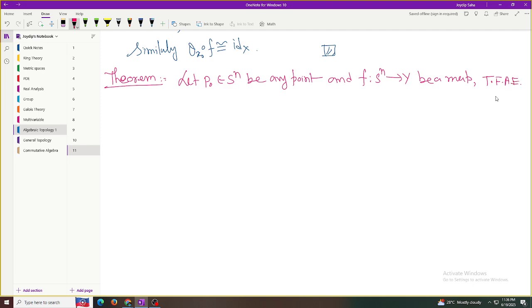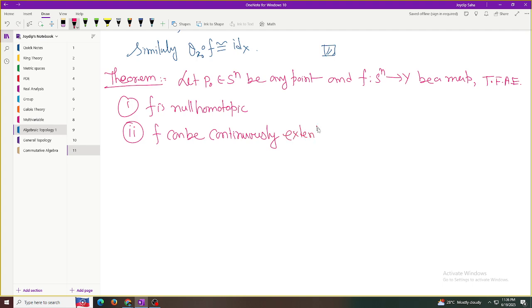TFAE. The following are equivalent. Number 1, F is null homotopic. Number 2, F can be continuously extended to Bn plus 1. Number 3, F is null homotopic relative to P. That means the homotopy class fixes P. Okay. Proof.